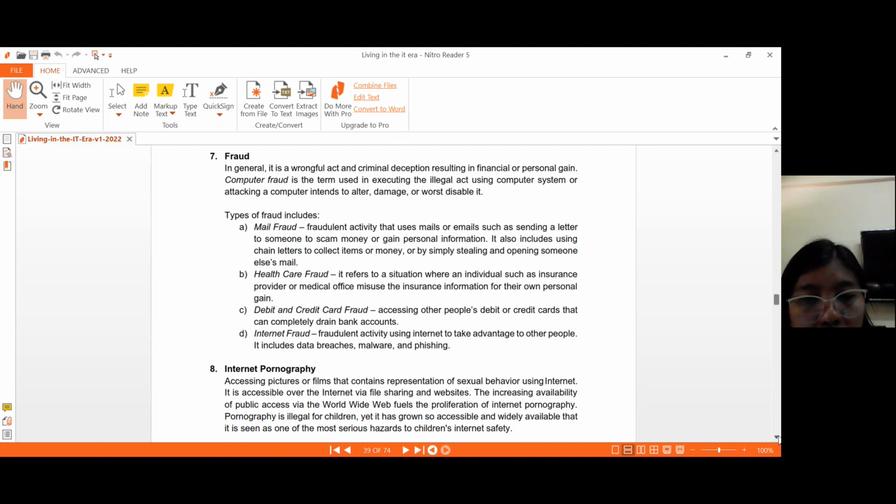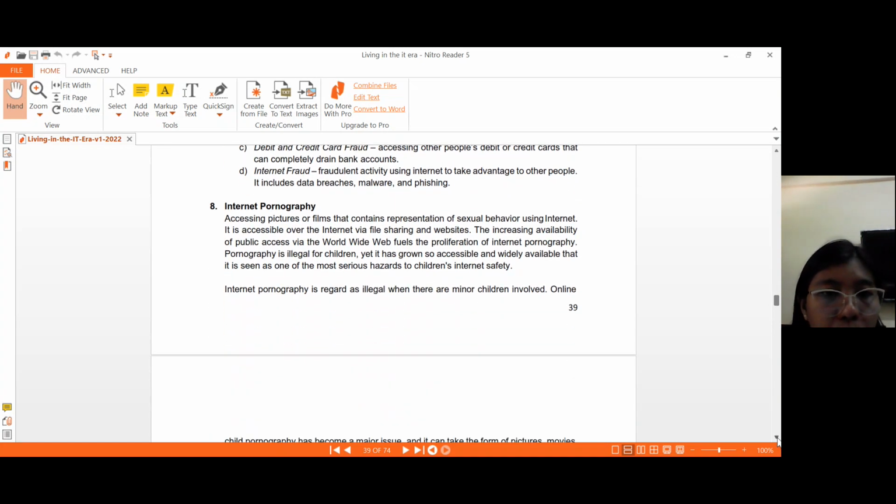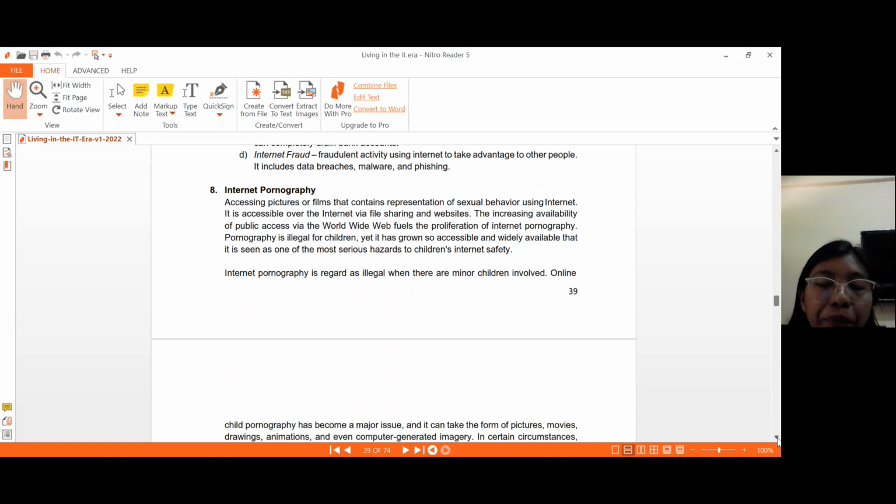Okay, internet fraud. Fraudulent activity using internet to take advantage of other people, which includes data breaches, malware, and phishing. Okay, internet pornography. I think this is the last one. Accessing pictures or files that contain representation of sexual behavior using internet. It is accessible over the internet via file sharing and websites.